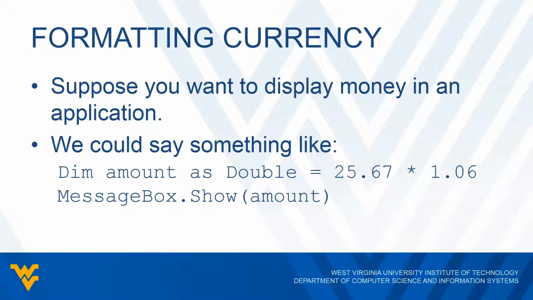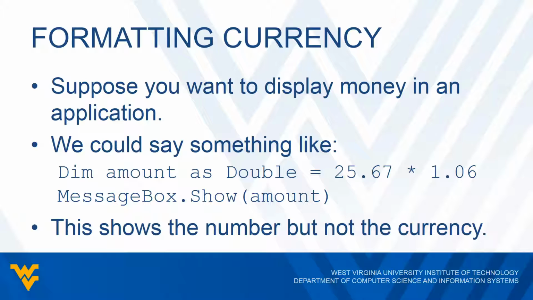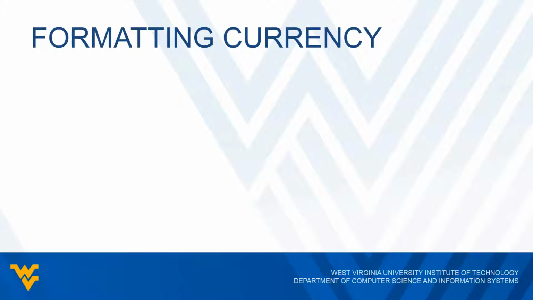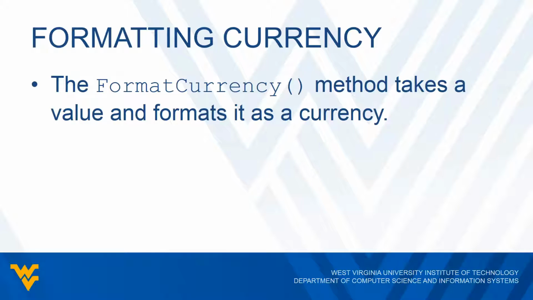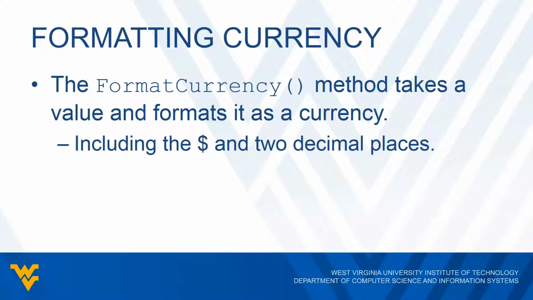So this does give us the number, it does give us the amount, but it's not formatted as a currency. There's no dollar sign, and we don't specify that we have to have 2 decimal places to denote the cents. Fortunately, Visual Basic does have a method for us that allows us to easily convert any double into the currency format. In fact, this method is called format currency. Original name, I know. But this will simply take a value and format it as an actual currency. So this will include the dollar sign in the front and it will include the 2 decimal places at the end.